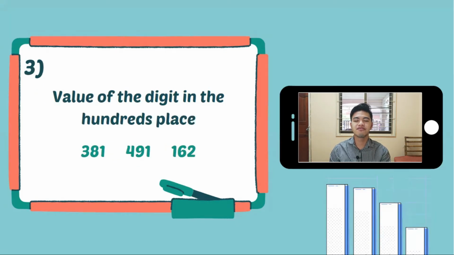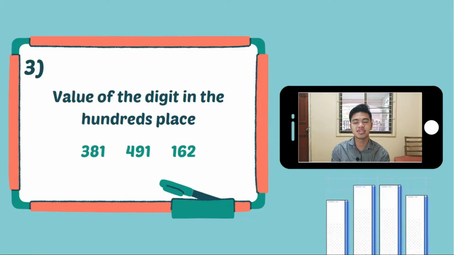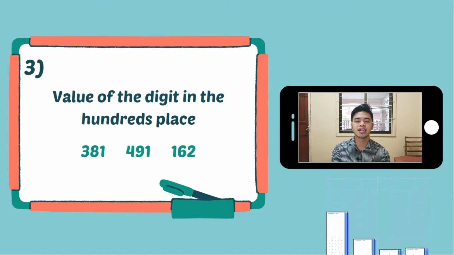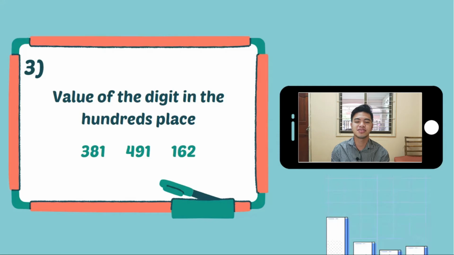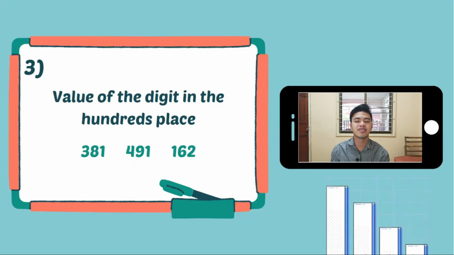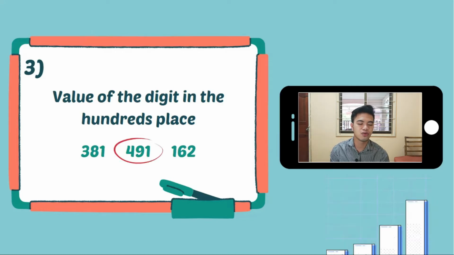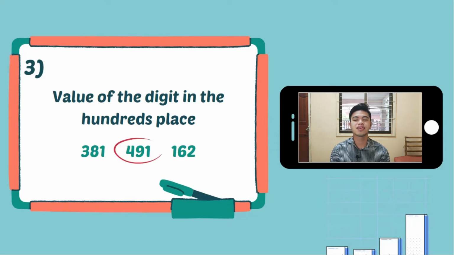Okay? So here for the number 3, we are going to look at the digits in the hundreds place. And we have the following numbers: 381, 491, and 162. So which among the following numbers has the biggest value in the hundreds place? Okay, it will be 491 because 381 will be 300, 491 will be 400, and 162 will have 100 in the place of hundreds. Okay? So that's it for that section.